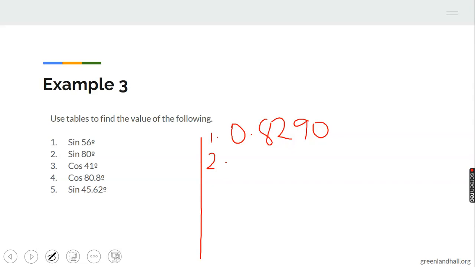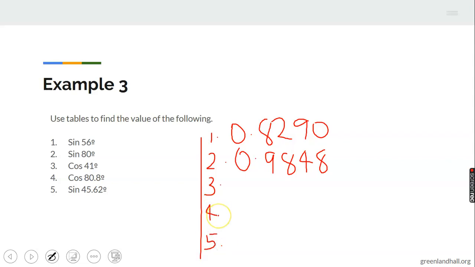Then the next one, sine 80. You check 80 under 0. I have 0.9848. I will leave cos 41 for you. Just check 41 under 0. Then I will explain question 4. Then I will leave question 5 for you to do.